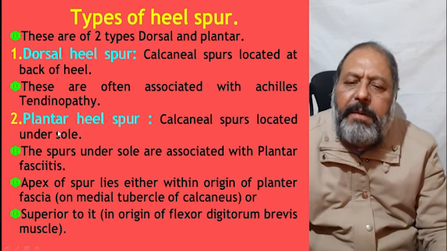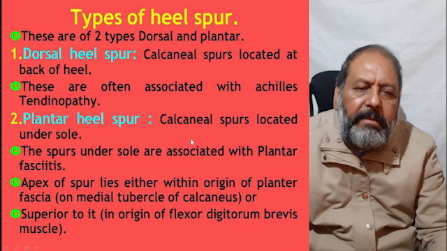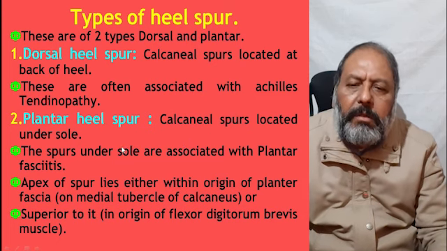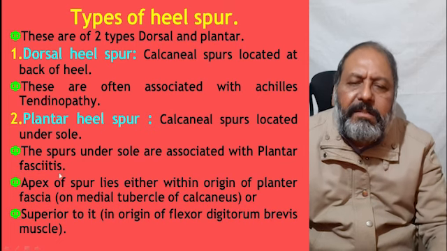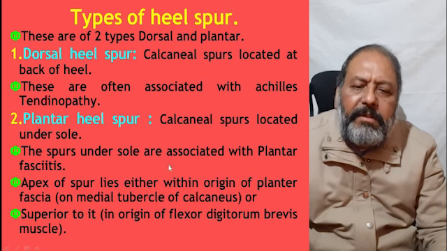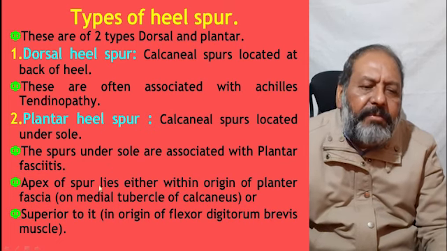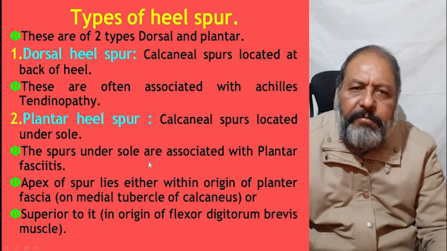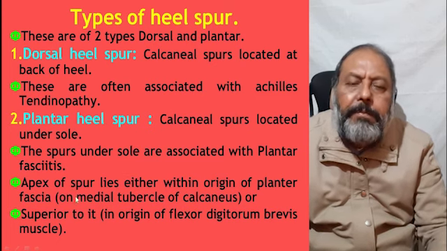The other type is the plantar heel spur. It is the calcaneus spurs located under the sole on the plantar side of the calcaneus bone. These spurs under the sole are associated with plantar fasciitis because these are causing inflammation to the plantar fascia.